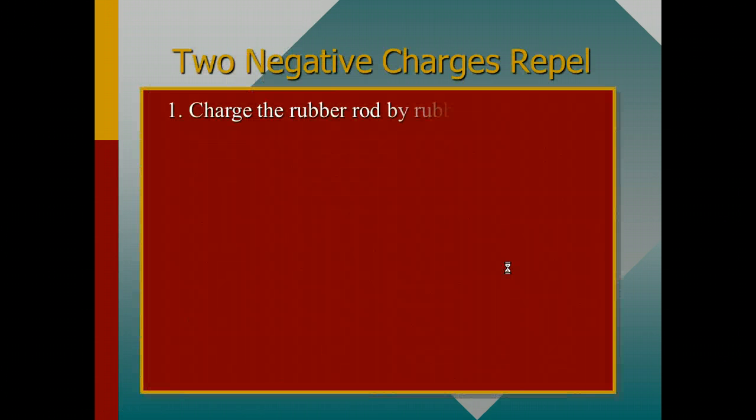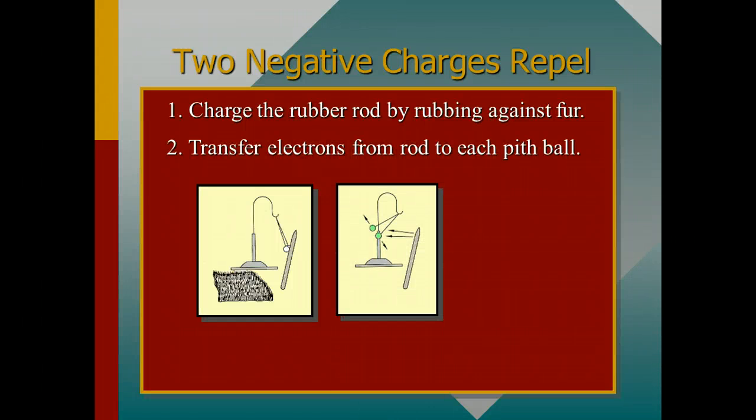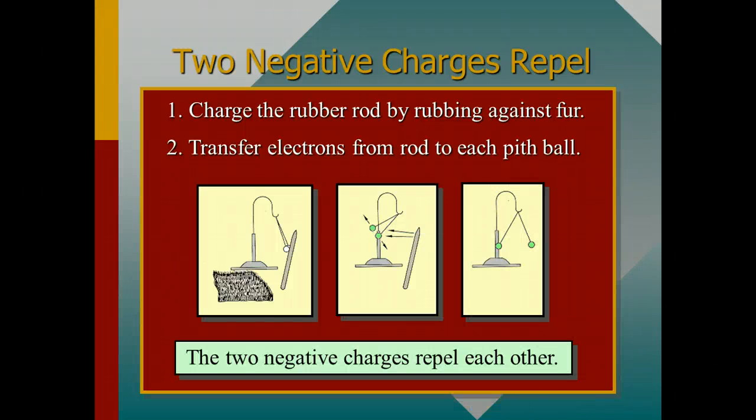So by using this idea of the pith ball, we can charge the rubber rod by rubbing it against the fur. We are going to negatively charge it. We can then transfer those electrons from the rod to each pith ball by touching the rod to each pith ball. And then we will see that these two negatively charged objects, because each pith ball now has some negative electrons from the rubber, these two negatively charged objects will repel each other.